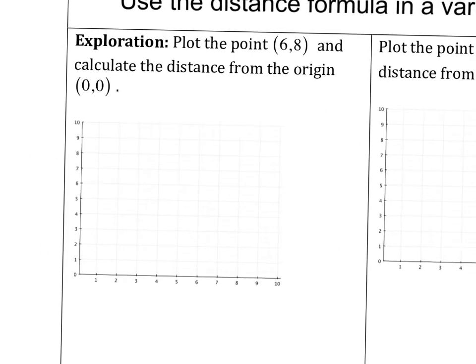Plot the point 6, 8, and then we're going to calculate the distance from the origin, and origin means 0, 0. So let's see here. 6, 8 is somewhere about here. There we go.